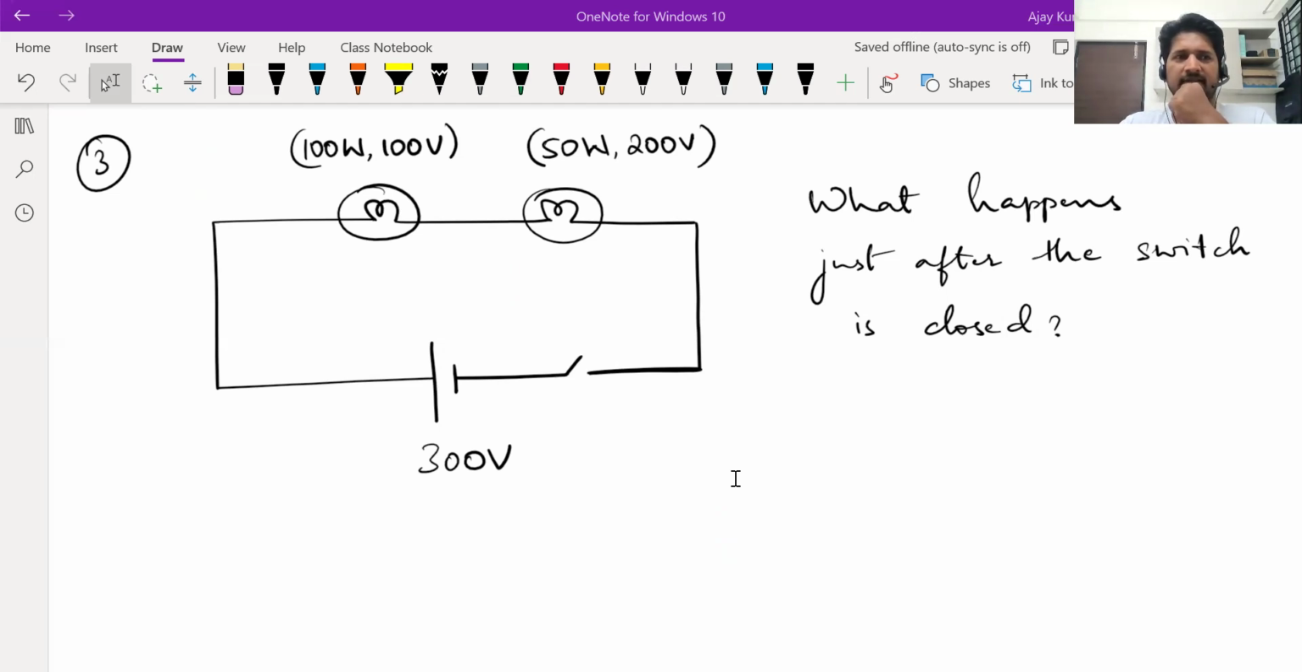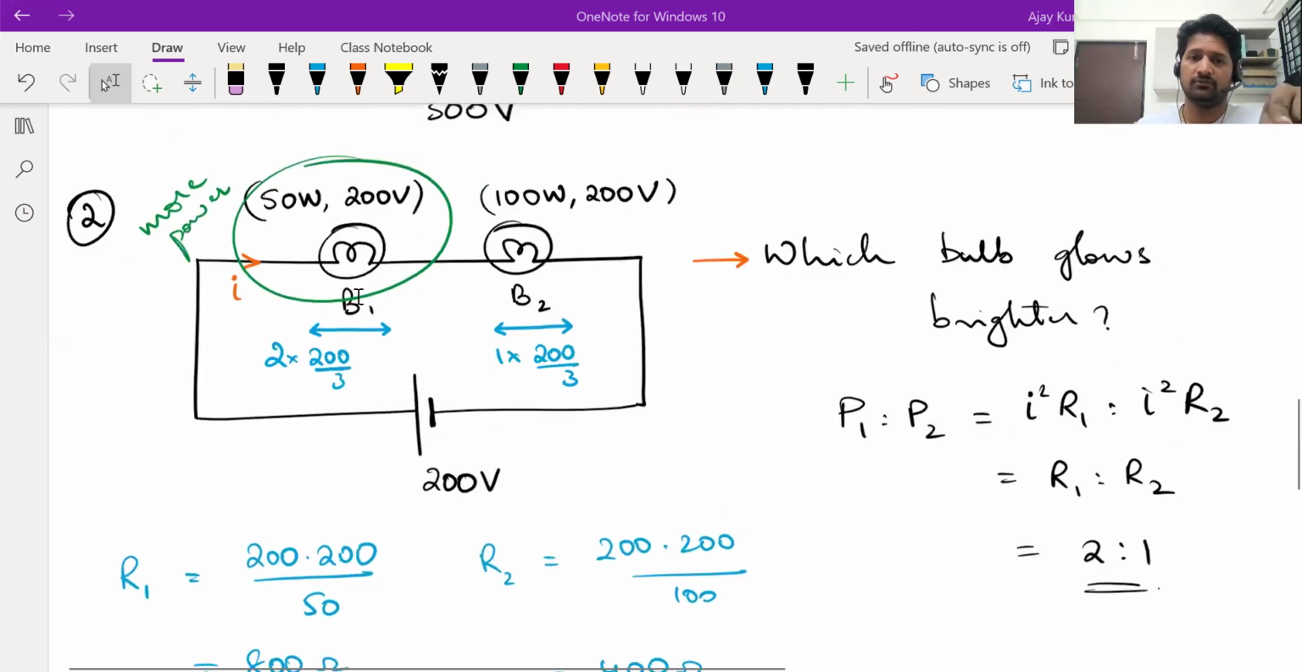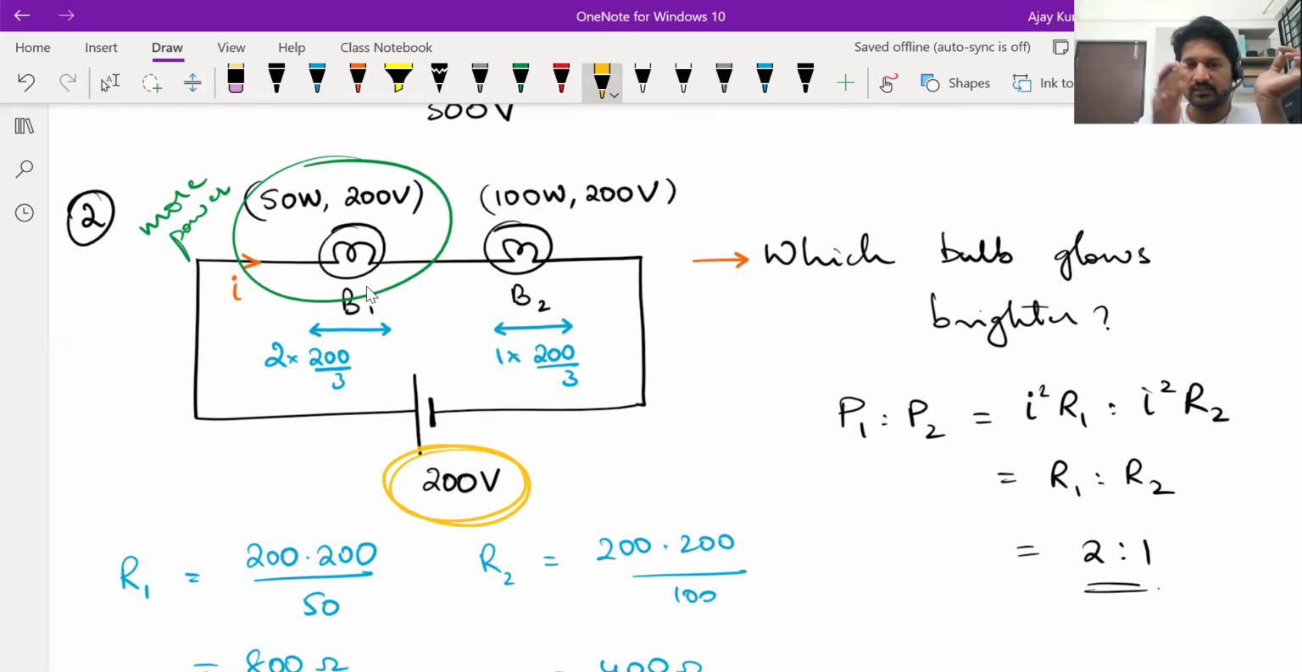Okay. But see, to glow, the bulb has to be safe also. You used the ideas in the last question, but in the last question, I asked you first, will both the bulbs operate safely or not? And we first decided whether they'll be safe or not. This is 200. Then the share that each bulb gets will be less than 200. So both of them are safe.